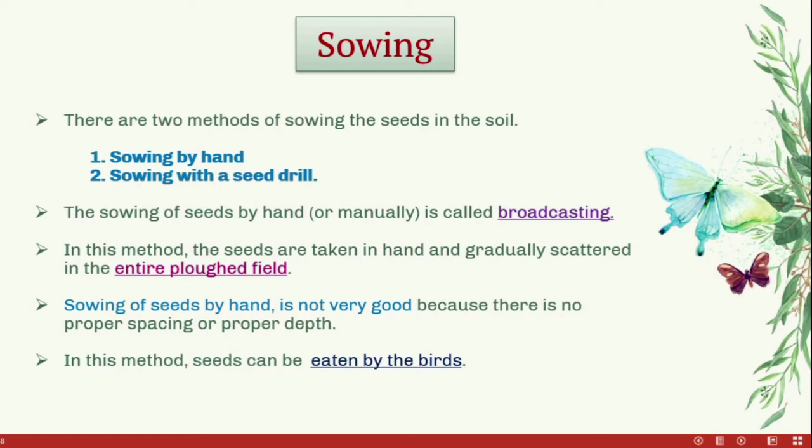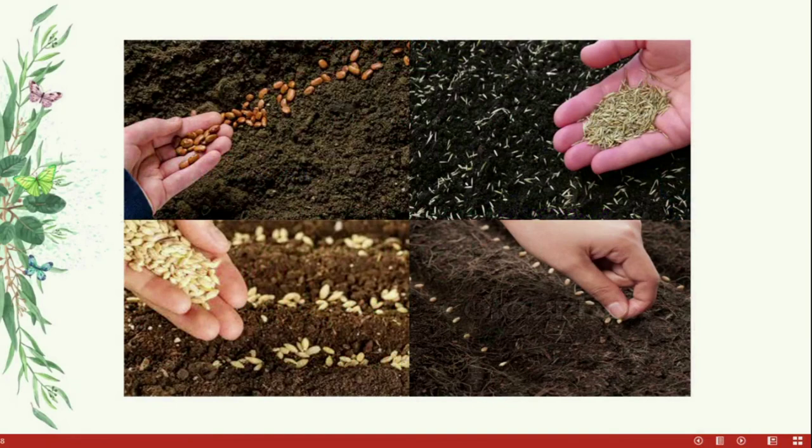So what are the two methods? Sowing by hand and sowing with the seed drill. What is broadcasting? The sowing of seeds by hand is called broadcasting. Look at the picture. This picture is all about broadcasting, which means spreading or scattering the seeds by hand.